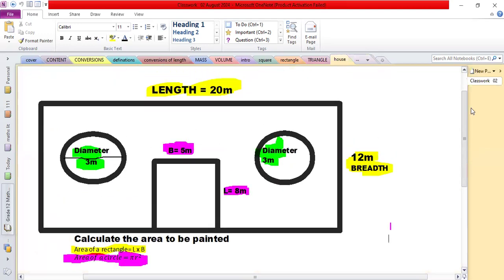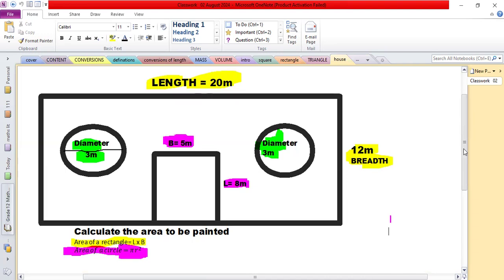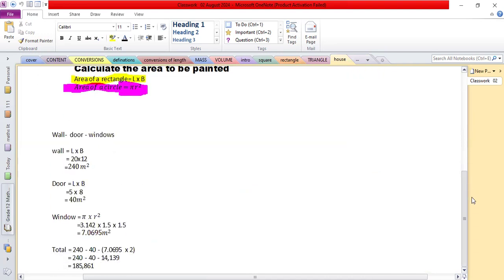I even sent this on the WhatsApp group, and I also sent the answers. This is a wall which needed to be painted. So we're calculating the area to be painted, which is wall minus door minus window minus window. People minused only one window, and that was the problem. There are the answers.